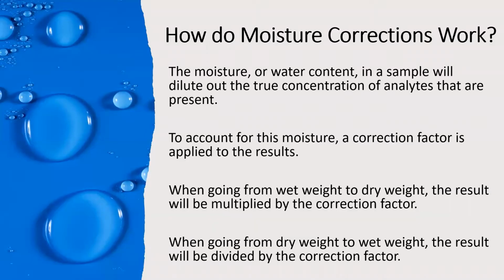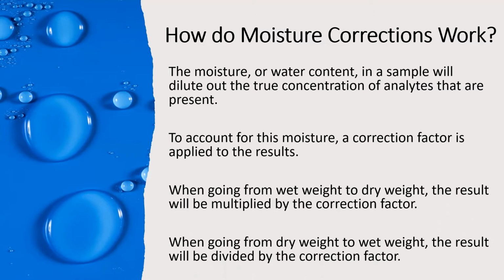To further discuss the concept of moisture corrections and how they impact results, I want to provide a little bit more clarification regarding why dry weight corrections are used and how they work. As previously mentioned, the water content in a sample will dilute out the true concentration of analytes that are present.